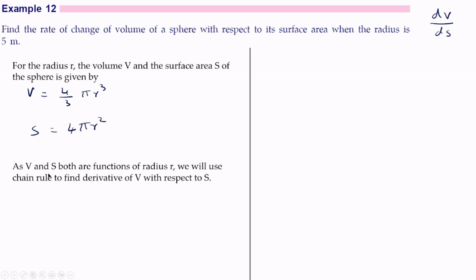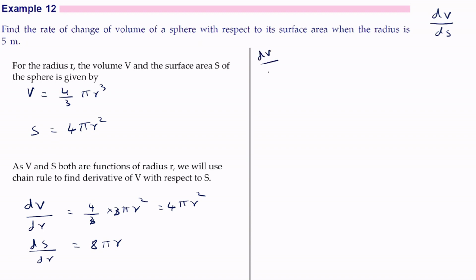So here we know that V and S are both functions of r. So we will use the chain rule to find the derivative of V with respect to S. So for that, first let us find dV by dr and dS by dr. dV by dr will be 4 by 3 into 3 pi r square. That is the derivative of this with respect to r. So this is 4 pi r square, and dS by dr is 8 pi r.